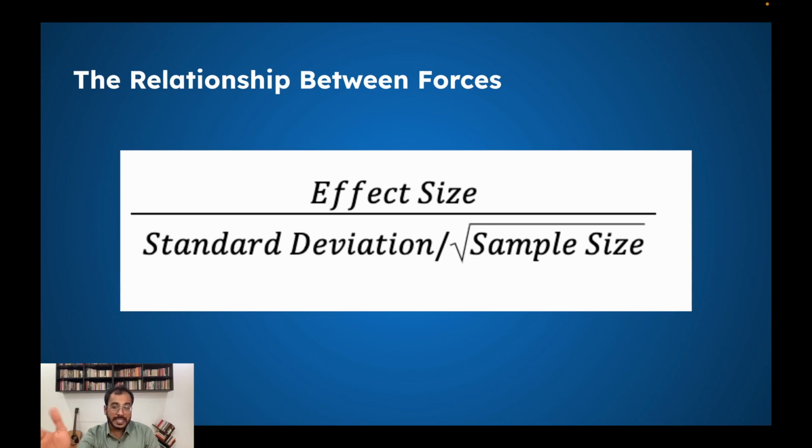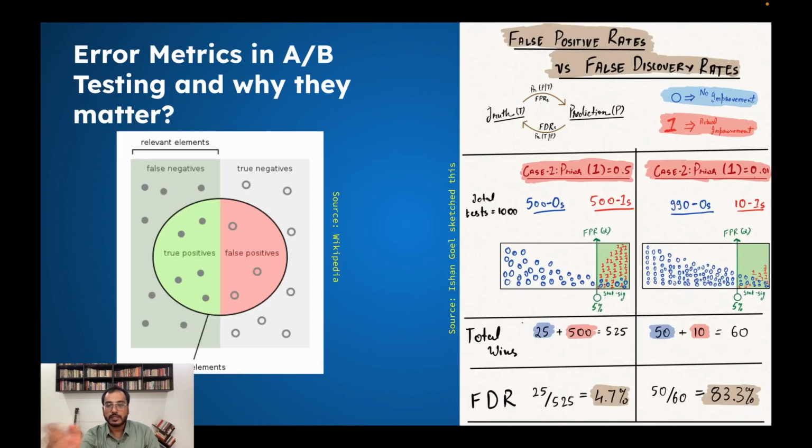So this is the first part of the story, and next I'll tell you the second part of the story, where you'll be able to see how the relationship between the forces determines the errors. So essentially, this is the second part of the story, and then we'll connect the first part and the second part with the statistical power equation.